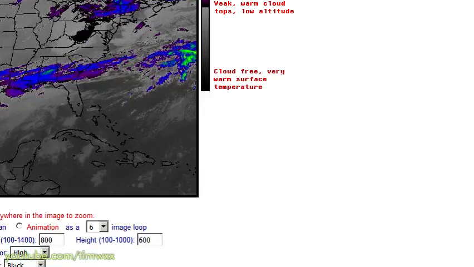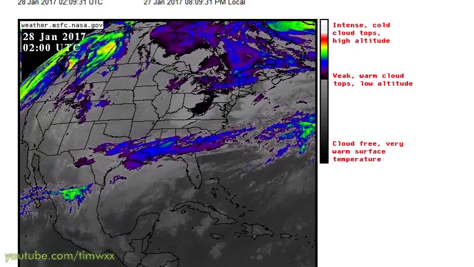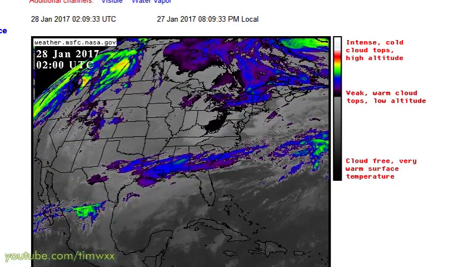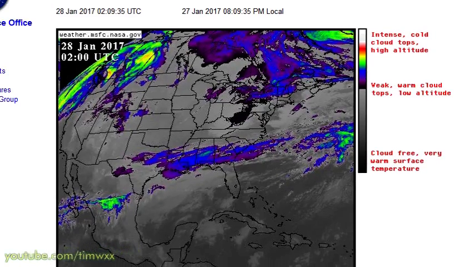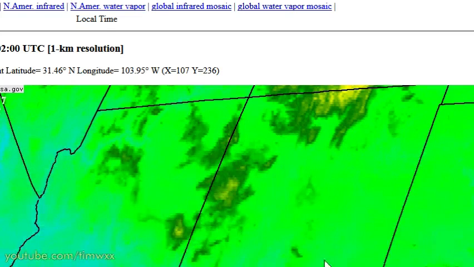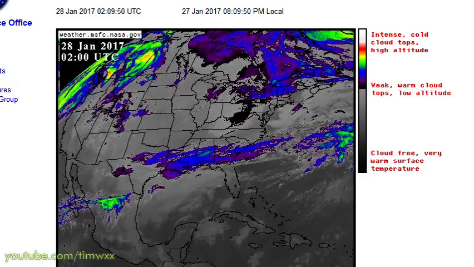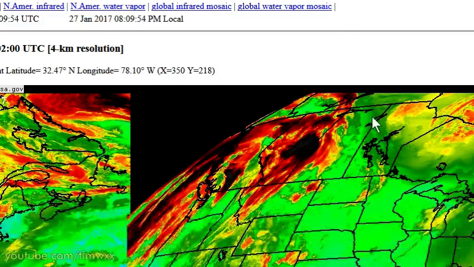So let me pull that up here. This is the Marshall Space Flight Center. And I'll zoom that in here a little bit. Let me change some values here, get that going. That's probably a little bit too zoomed in. Okay. So here we go.